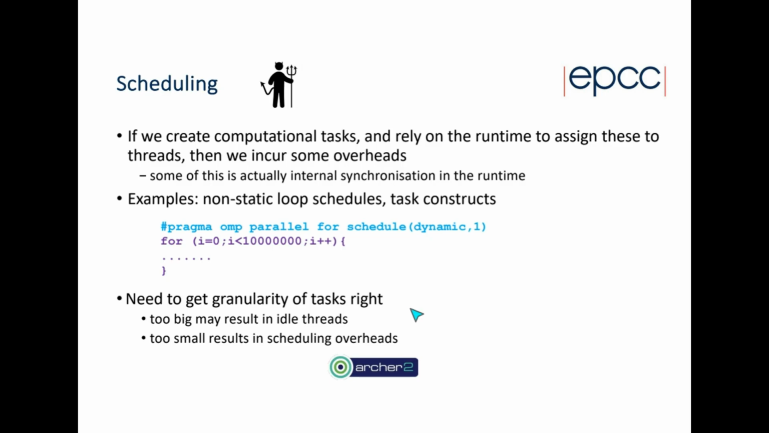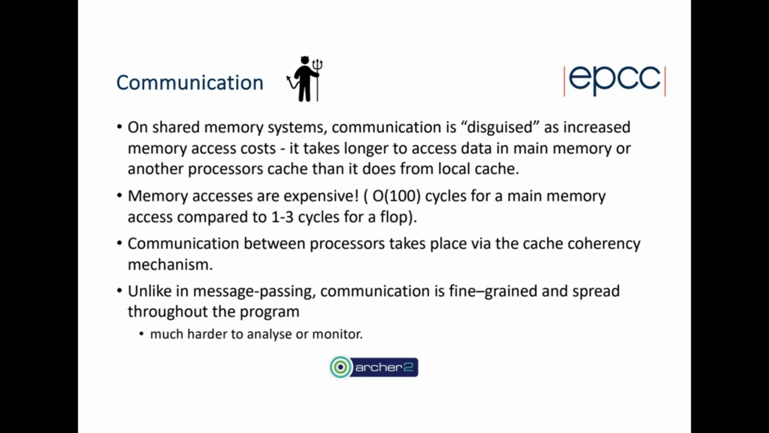If the tasks are too small, then you might result in scheduling overheads. So it's usually a case of trying to find a sweet spot or a range of task granularity that gives you both load balance but also doesn't incur excessive scheduling overheads. So those are relatively straightforward things to think about.